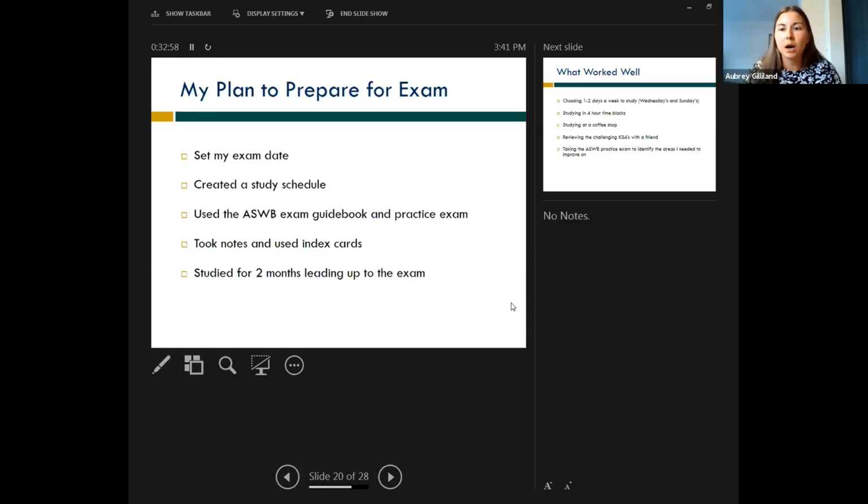So the guidebook was for the generalist exam, and the guidebook itself had all of the KSAs, the knowledge, skills, and abilities that are outlined through all of the exam. And then it also includes a practice exam. So I actually had access to two practice exams. And then throughout studying, I took notes, and then I used index cards. Also, flashcards are always helpful for me when trying to learn new concepts and definitions and key terms. And then I studied for about 2 months leading up to the exam.